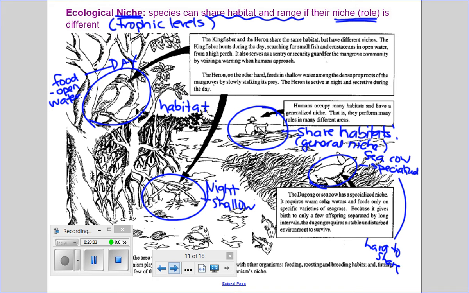It's kind of like a two-year-old, can't share with anybody, but this organism has such a specific set of conditions for it to be able to reproduce and for what it eats, that it is really hard for this organism to share a habitat with another organism because it cannot adapt. It can't do something else. So their niche will affect whether or not habitat and range can be shared. Would anyone like to ask any questions about that?